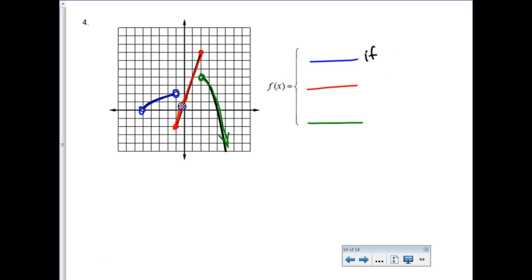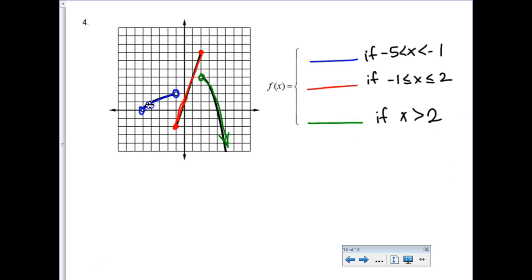So, let's see. Blue guy, 1, 2, 3, 4, 5. So from -5 with an open circle to -1. Oh my gosh, you forgot your inequality, Abruzzo. Less than -1. Red guy goes from -1 to 2 with closed circles on both. And then the green guy goes from x is greater than 2, and there's an open circle on it, so no equal to on that guy.